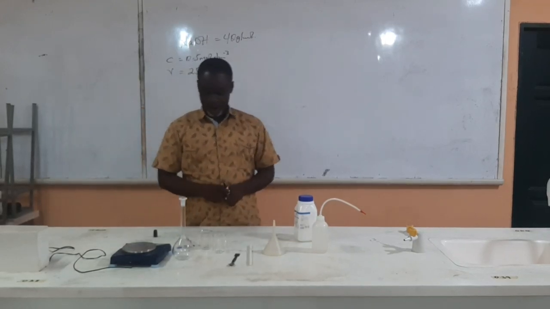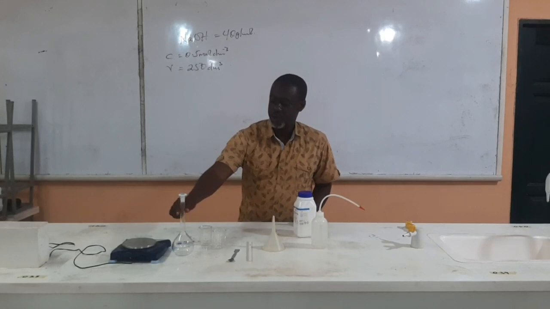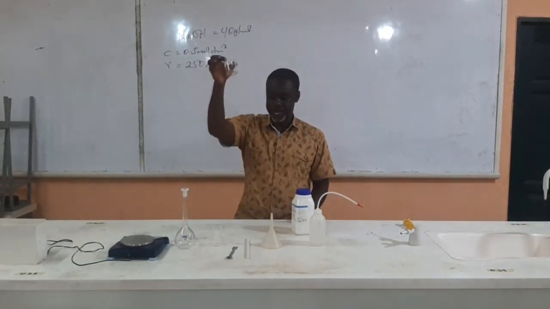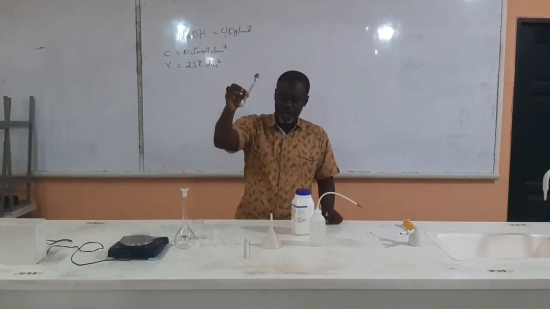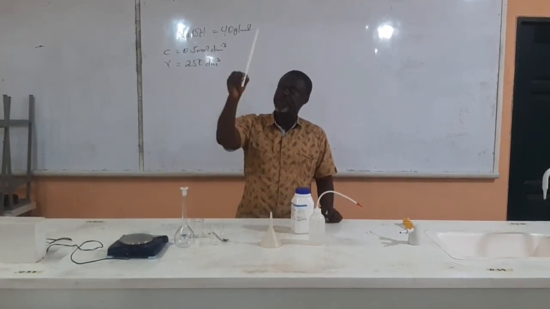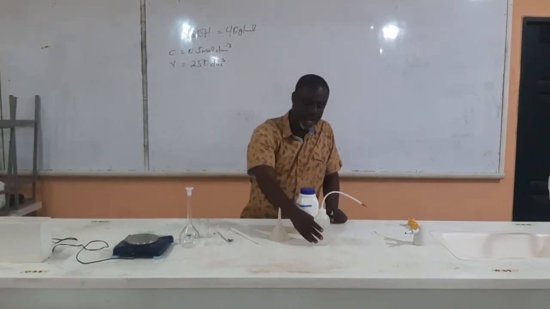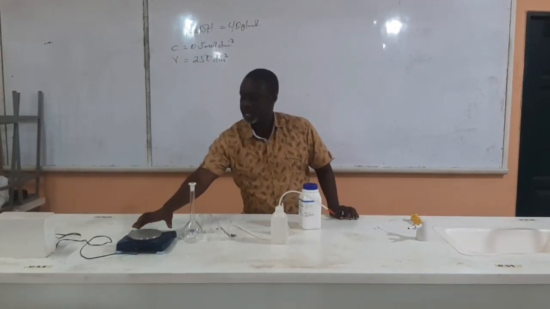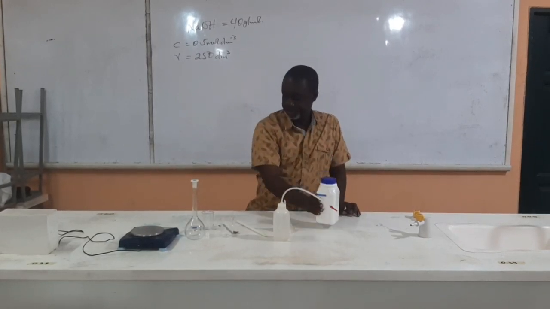Let's look at our apparatus before we start the preparation of the solution. We have here our volumetric flask. We have our beaker. This is our spatula, stirring rod or a stirrer. I have the funnel here, and then the wash bottle. And last but not the least, we have the weighing scale here and the chemical itself.